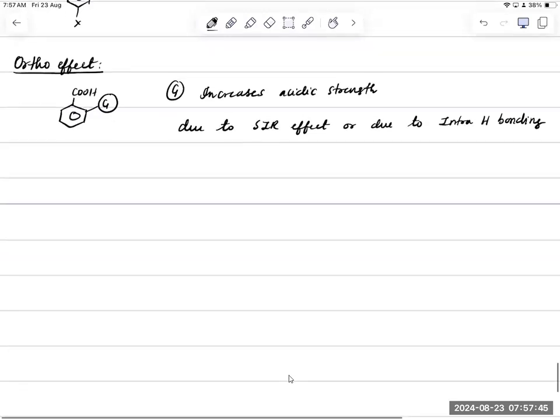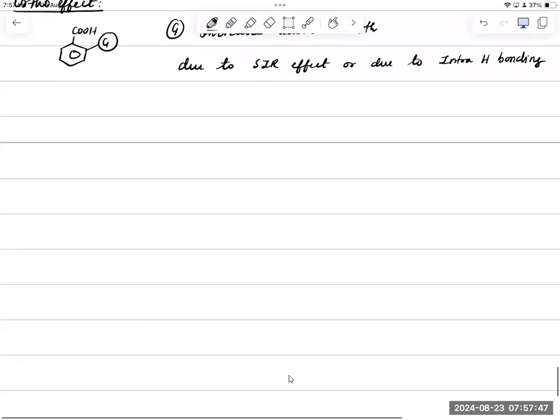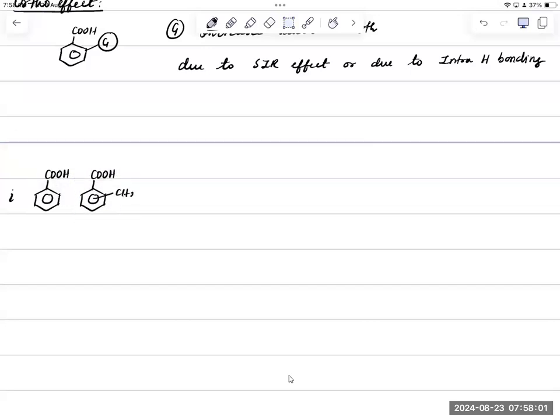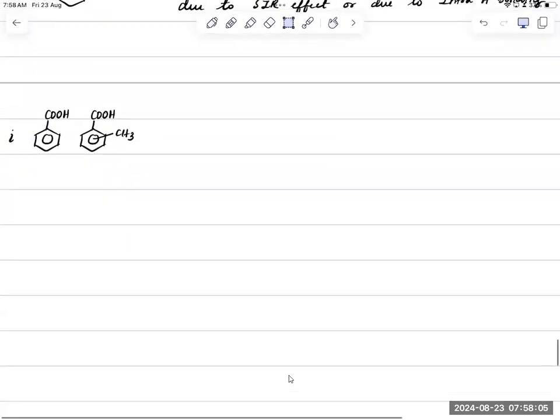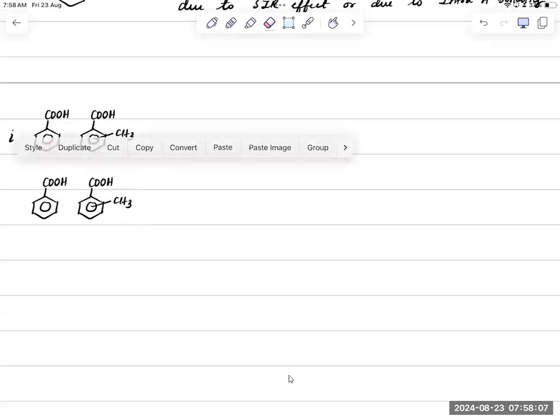Okay. So let us see some cases now. Suppose I have COOH versus COOH versus CH3 here. Quickly revise it, guys. Those who have an understanding of it, try to answer these questions first. OCH3.